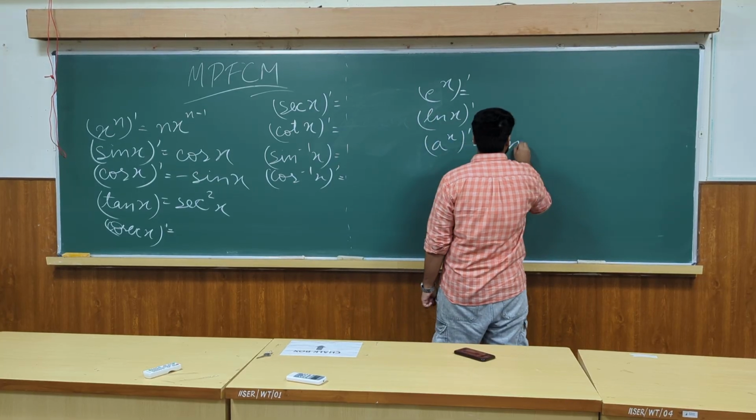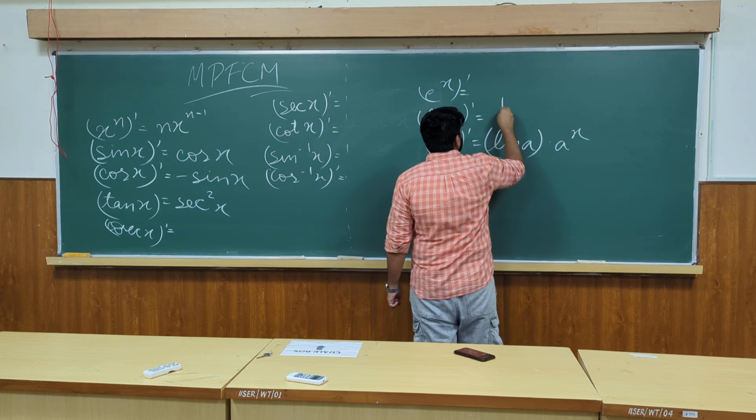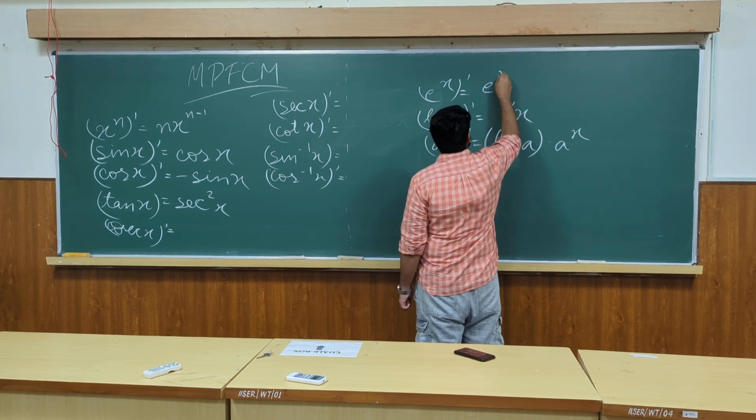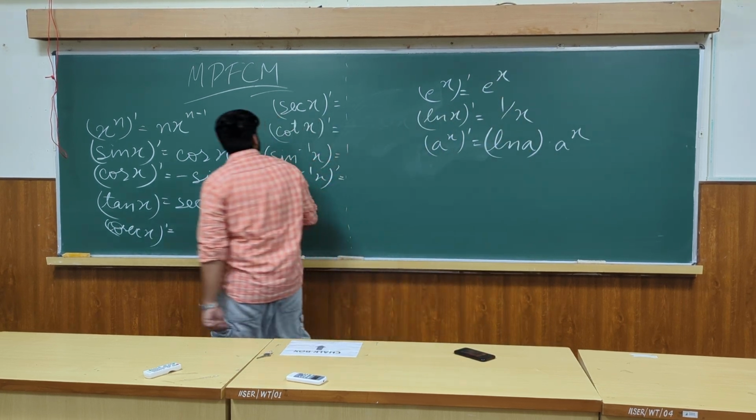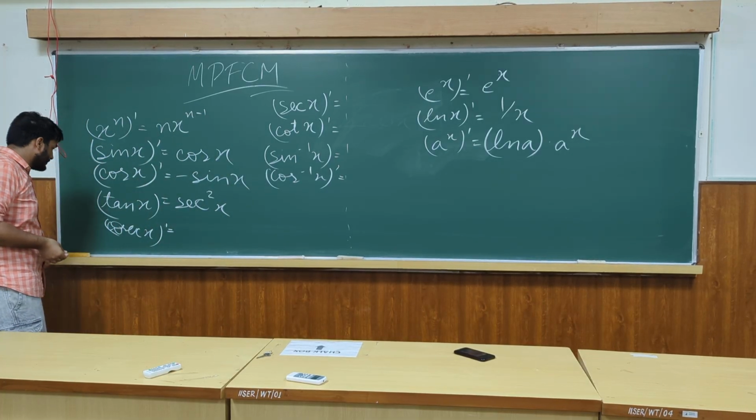So this, correct me if I'm wrong, I believe it is ln a times e raised to x. This is e raised to x again, and I don't remember any of these, so if somebody could derive it or tell me what it is.